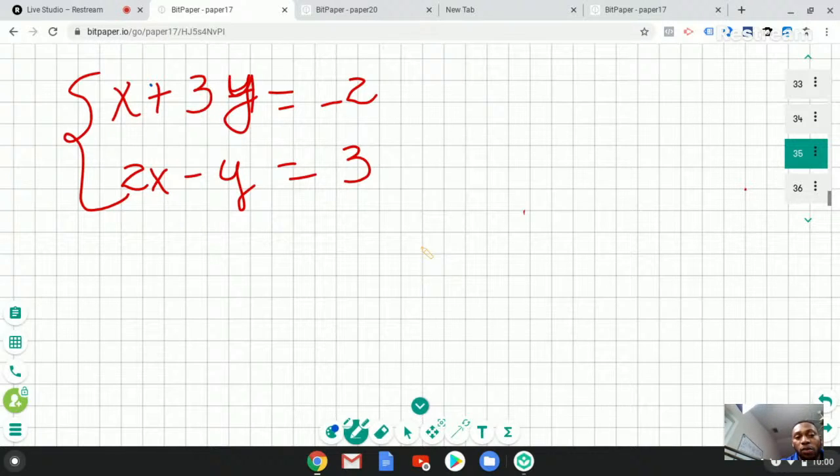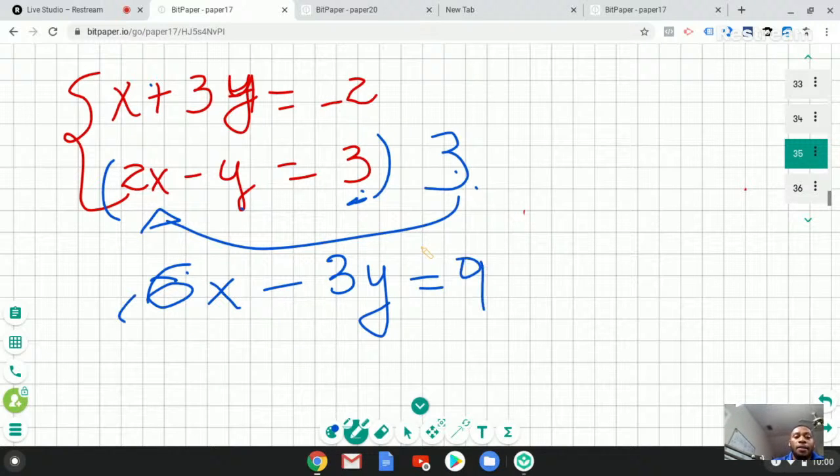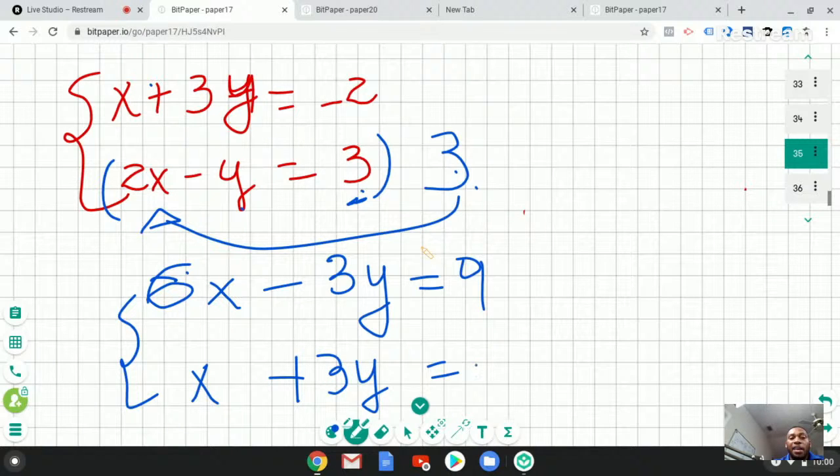So let's multiply the second equation by 3. What I mean by this is the whole equation is going to be multiplied by 3. So everything, including the equal to 3, that 3 as well is going to be multiplied by 3. The first equation is going to stay the same. I'm not going to write it. So let's rewrite the second equation. 3 times 2x gives you 6x. 3 times y gives you 3y. 3 times 3 gives you 9. And then what you have is x plus 3y is -2. Now, this is the first step to eliminating those.